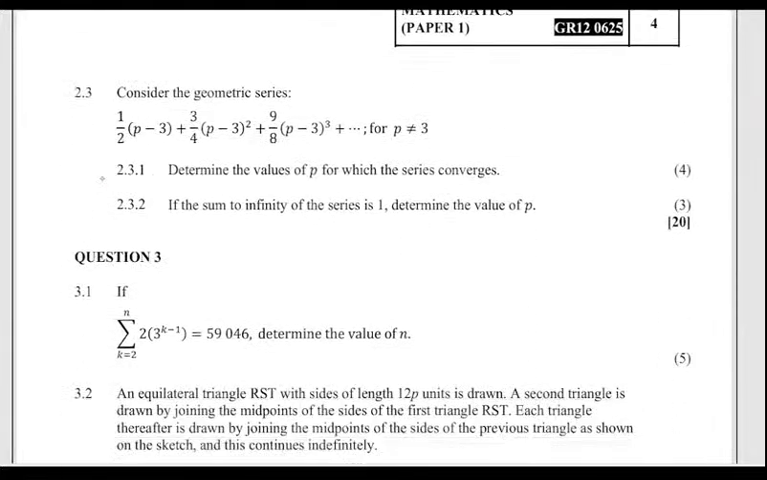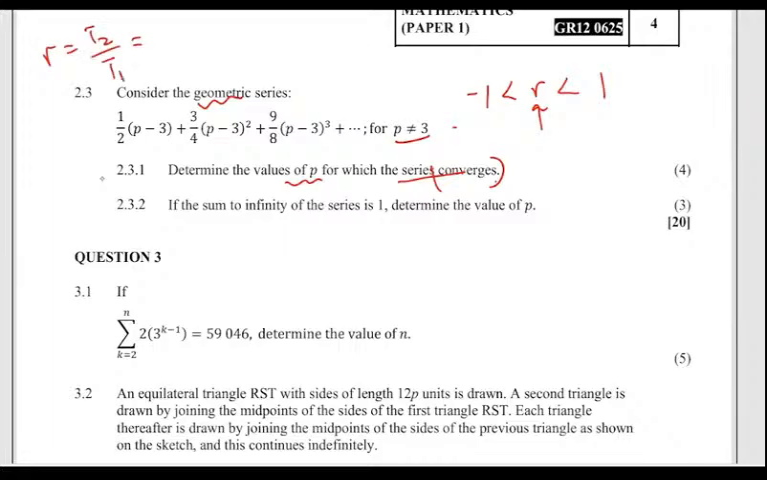Consider the geometric series. I like it when they tell us exactly what we are working with. So I have p minus 3, 3 quarters p minus 3 squared, 9 over 8, p minus 3 cubed, and so on. P is not 3. Determine the values of p for which the series converges. So for convergence to take place, one thing we need to remember is that -1 is less than r is less than +1. What we need is the common ratio. To get the common ratio, it will be T2 over T1.